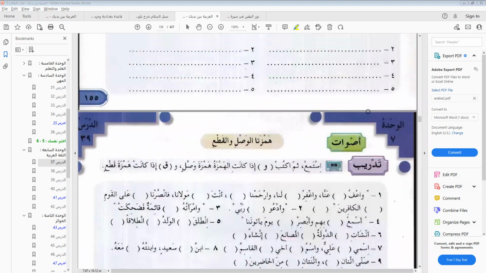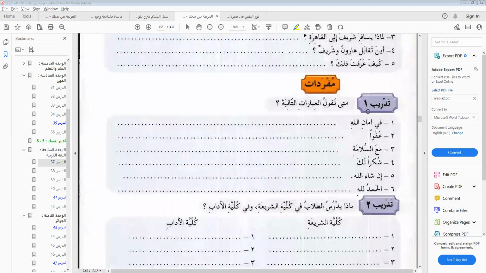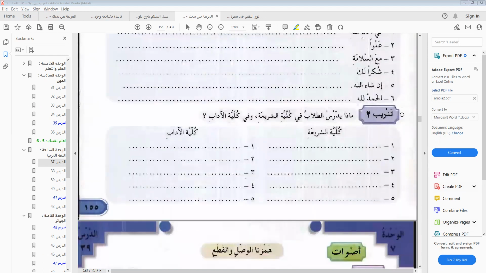So I have to go now. So inshallah نلتقي الأسبوع القادم بإذن الله. وقبل ذلك حاولوا أن تكتبوا هذا الاختبار: كليات الشريعة وكليات الآداب. ما يدرس الطلاب في كليات الشريعة وكليات الآداب.